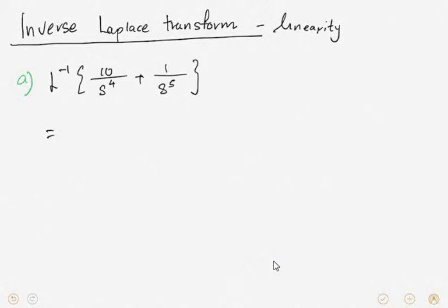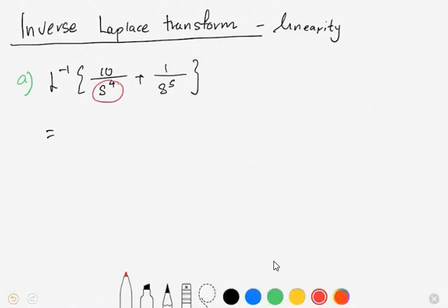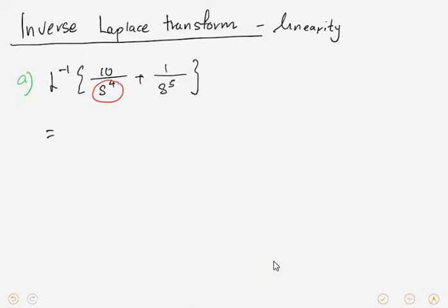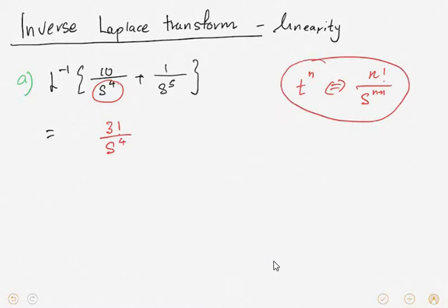So we know that this part, s power of 4, is from the table of Laplace transform, which is t power of n equivalent to n factorial over s power of n plus 1. If we have s power of 4, that means n is 3. So we obtain 3 factorial over s power of 4 from this formula. Okay, so this is in the Laplace transform.